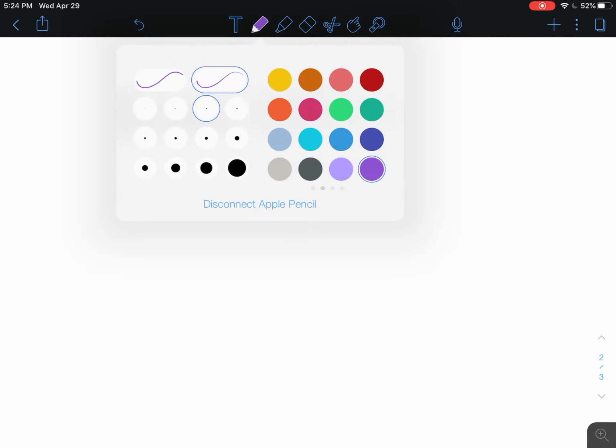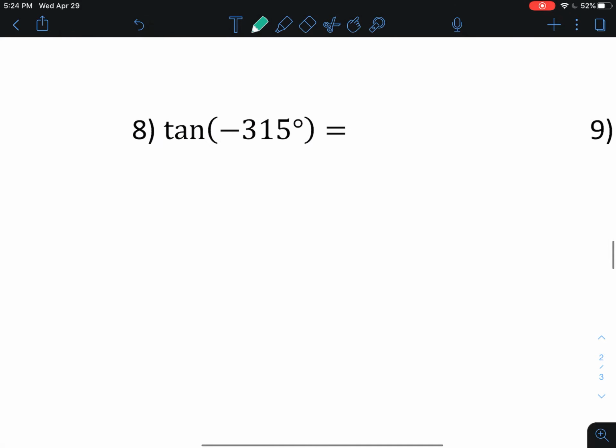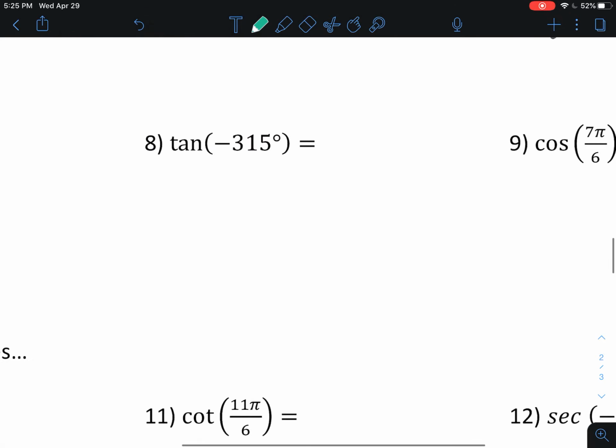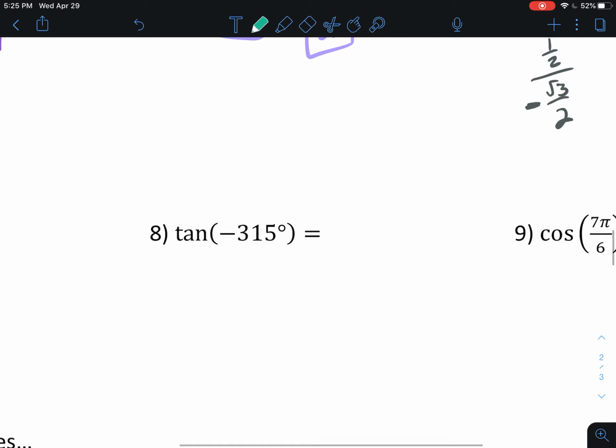Tangent of negative 315 degrees. You need to think about where it is, right? Because it ends in a 5, that automatically tells us it's a 45-degree angle. That's kind of nice because the tangent of any 45-degree angle is just 1. Now we need to make sure, is it positive 1 or negative 1? Negative 315 is almost 330 degrees, so that puts us right about here, back in the first quadrant. Tangent is positive in the first quadrant, so it's positive 1.